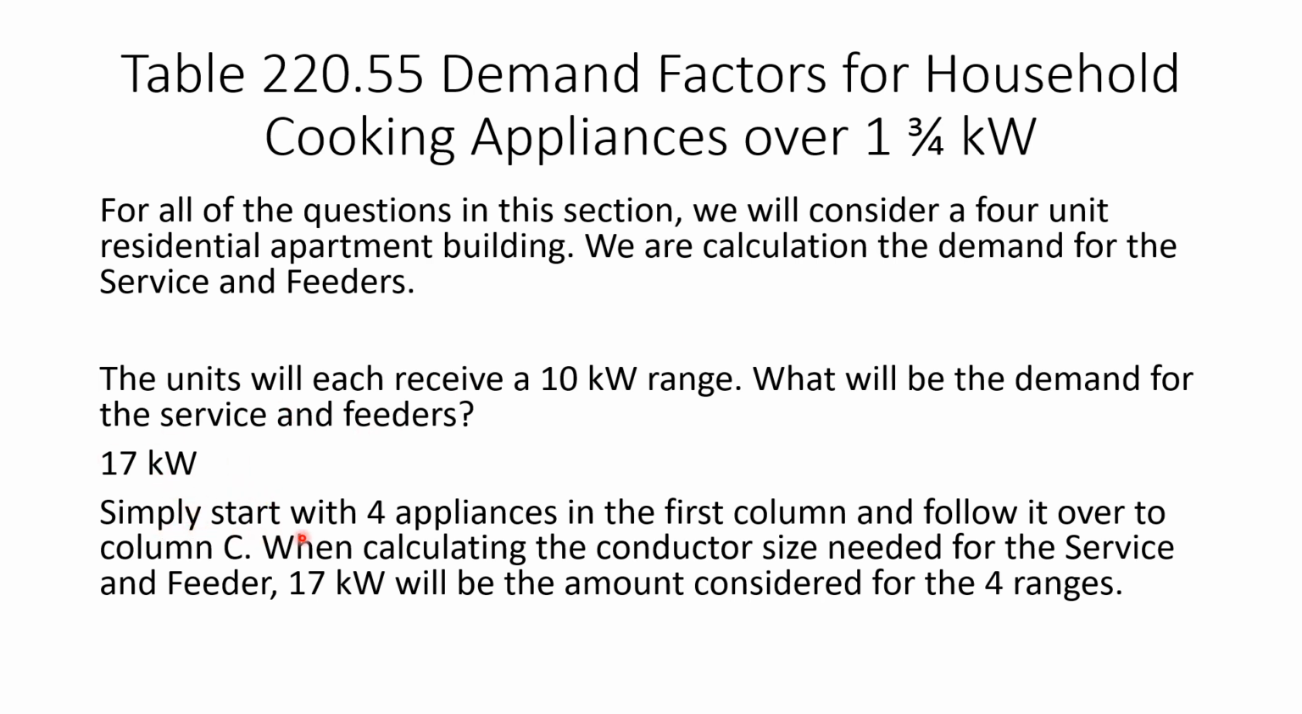Okay, so simply we're going to start with 4 appliances. Remember, we have 4 units. All right. And it is over 8 3/4, so we have to use column C. Now it's not over 12, so we don't have to worry about the 5% adjustment because it's not over 12, right? So we have 4 appliances. We followed over to column C. When calculating the conductor size needed, it's 17 kilowatts. That's the kilowatts that we're going to have to consider for the four ranges when we are sizing the service and the feeders.